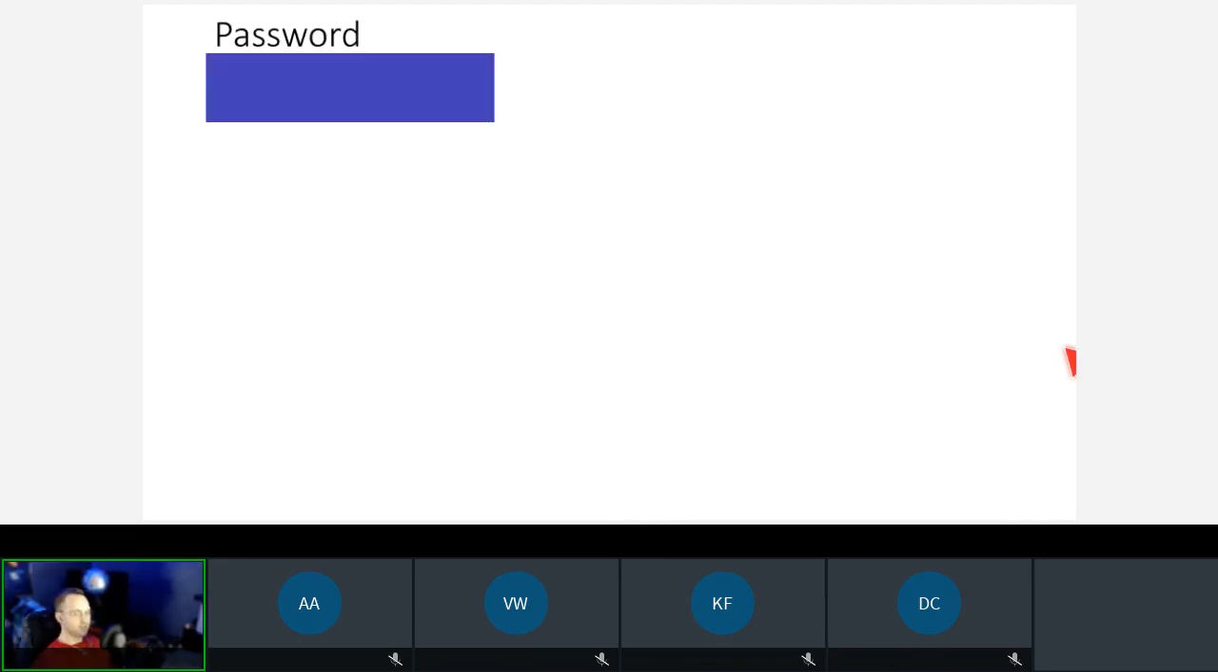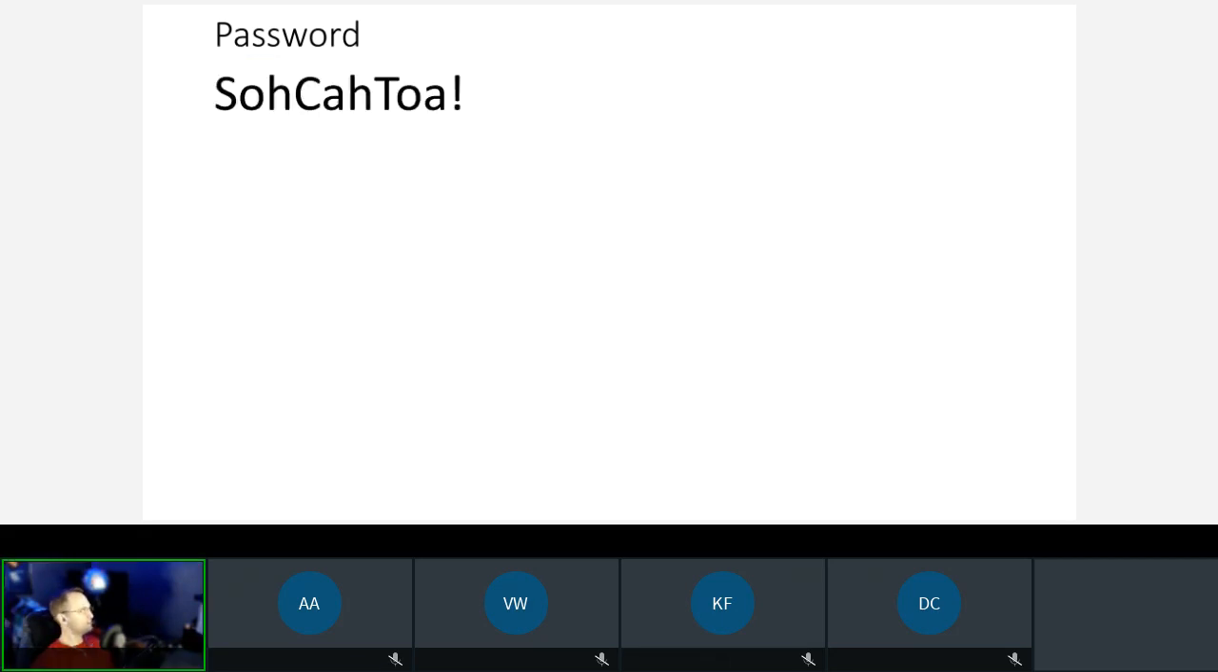All right, password. Anybody want to guess what the password is? Nah. The password is SOHCAHTOA. It is case sensitive. The S, the C, and the T are capitalized, and then you have an exclamation point at the very end.